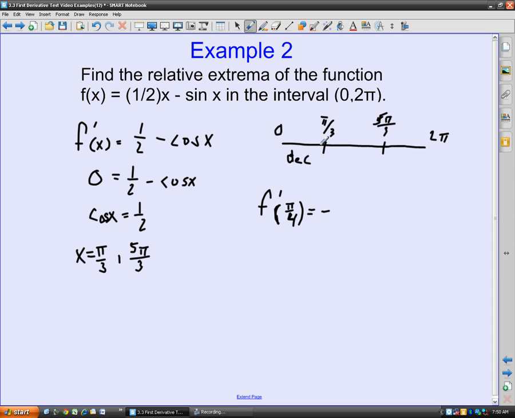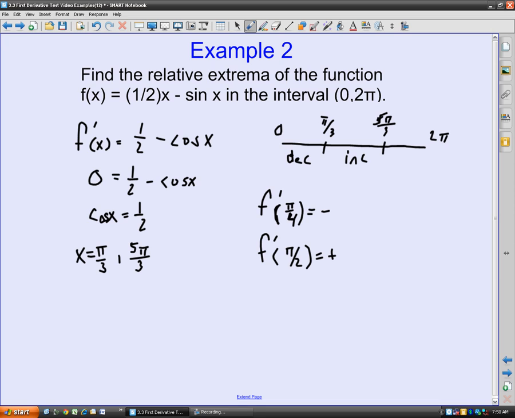Then from pi over 3 to 5 pi over 3, now I believe I can do pi over 2. When I do pi over 2, cosine becomes 0, so I get 1/2, which is positive. So now we are increasing in here.